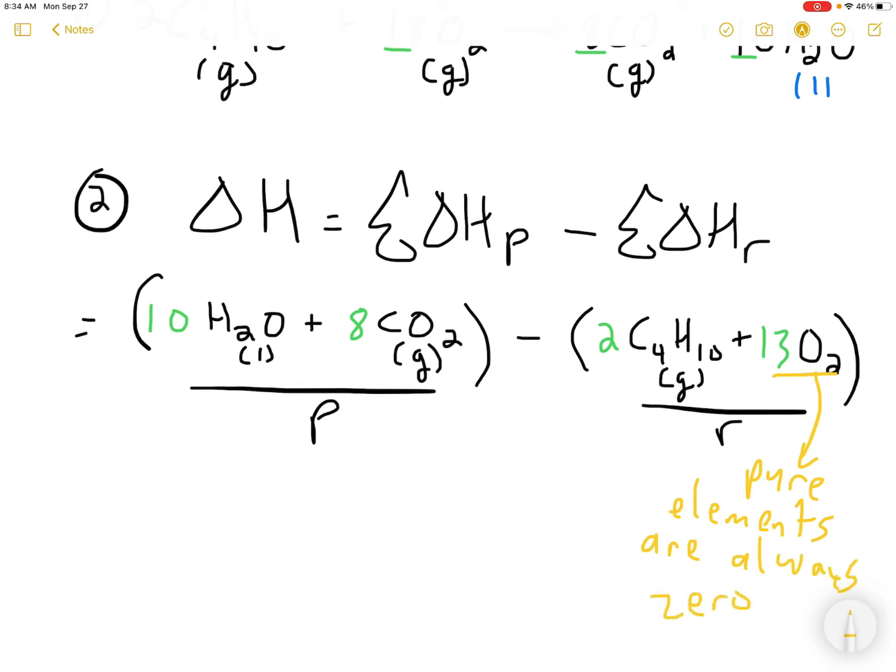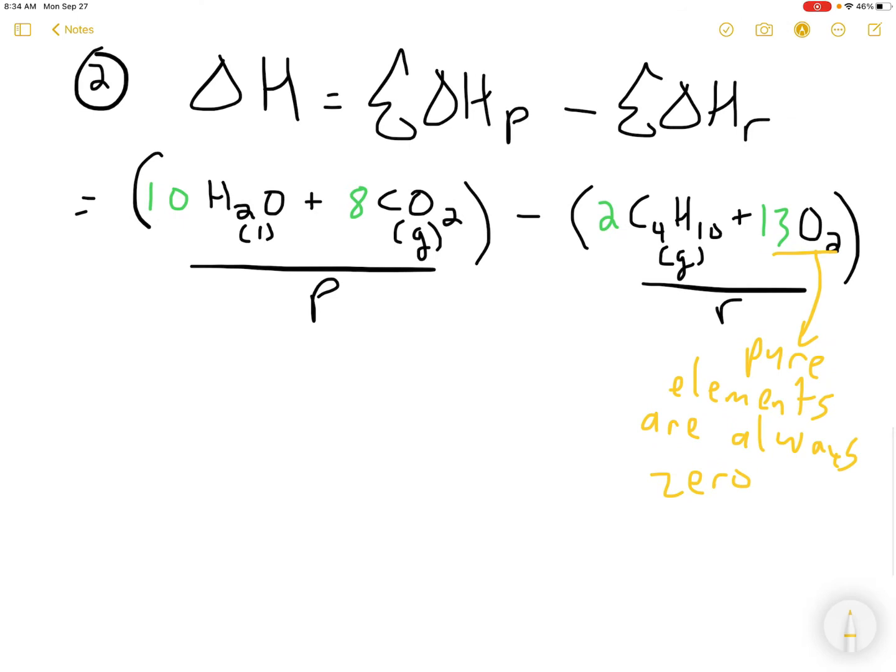And so all I'm going to do here is just cross out the oxygen here and put 0. And it doesn't matter whether it's oxygen, fluorine, chlorine, etc. A pure element is always 0.